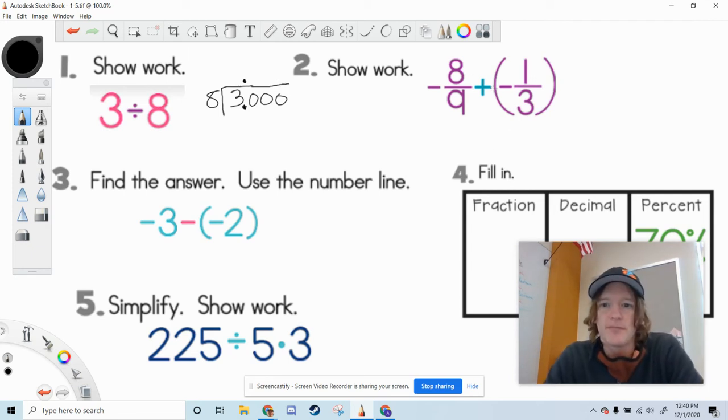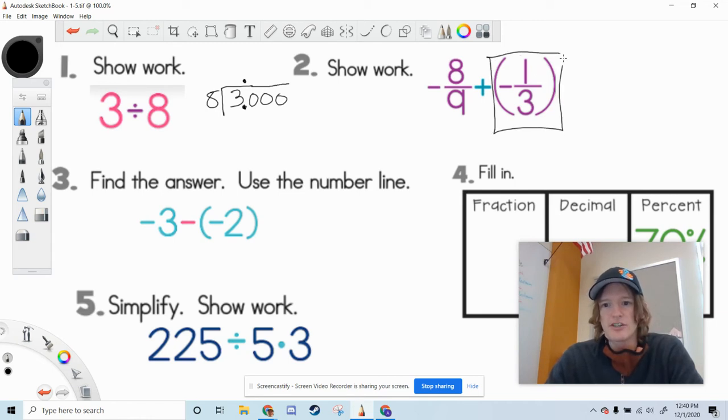Number 2 here. We're going to add some fractions here. Note that they're both negative. So we are still going to just add these. Just have to make sure at the end your answer is going to be negative.